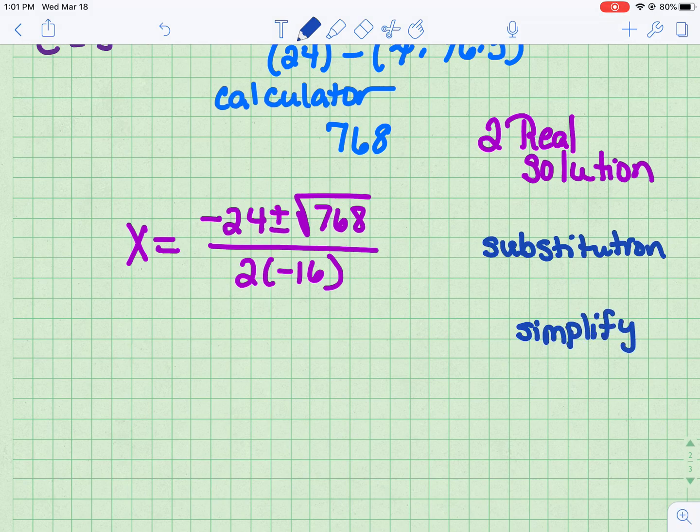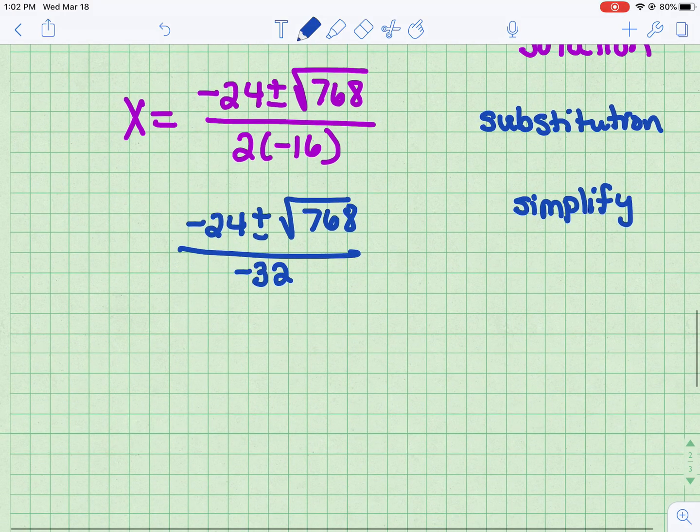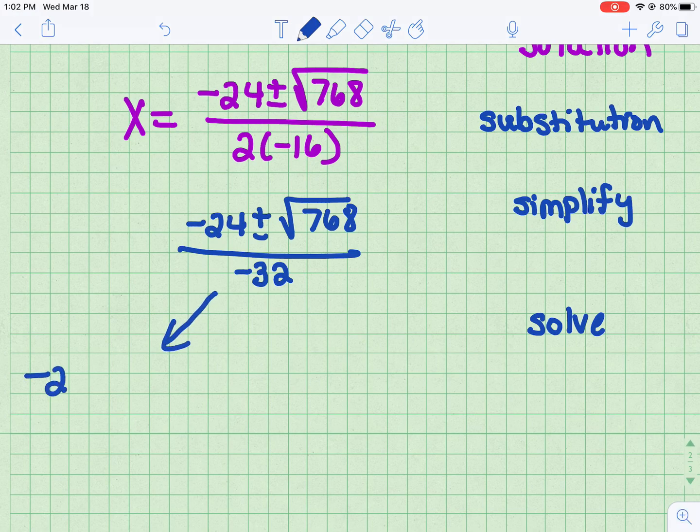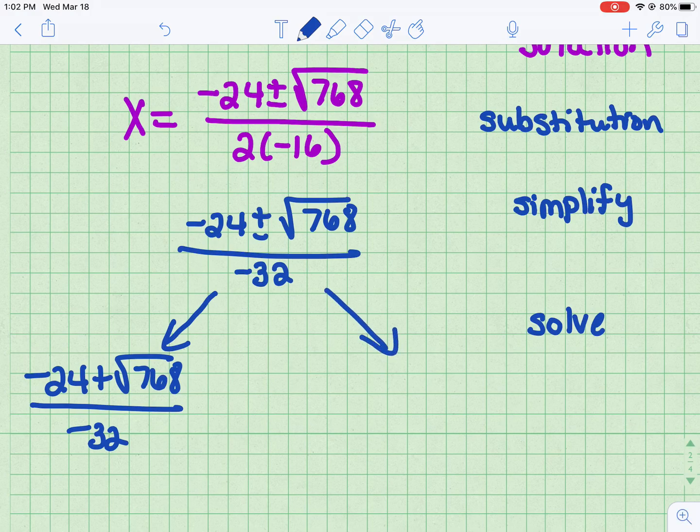When we simplify, I put negative 24 plus or minus. Now I might check to see, is 768 a perfect square? It's not, so I'm just going to leave it that way. Square root of 768 over negative 32. Now I'm going to solve. Well, I already know that in math world, there's two solutions here, so I'm going to solve it twice. Negative 24 plus the square root of 768 over negative 32. And then I also have negative 24 minus the square root of 768 over negative 32.